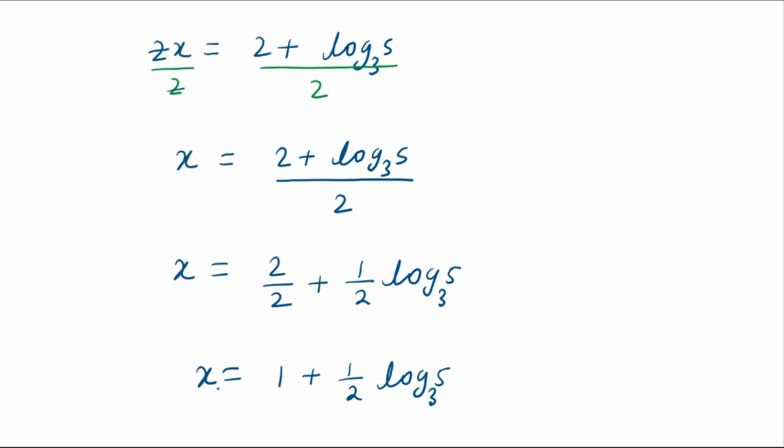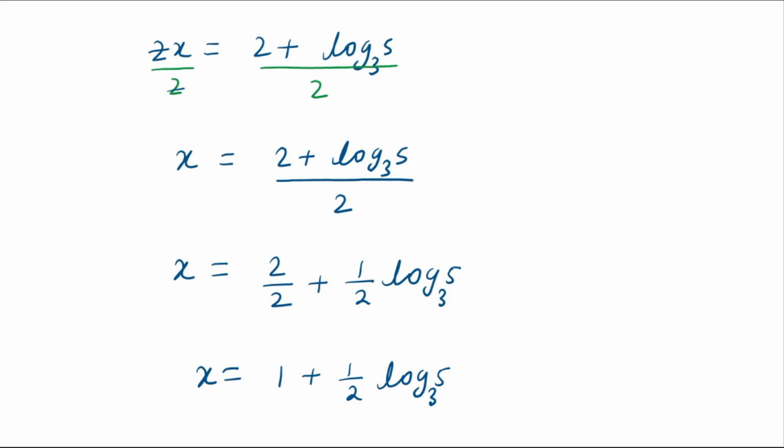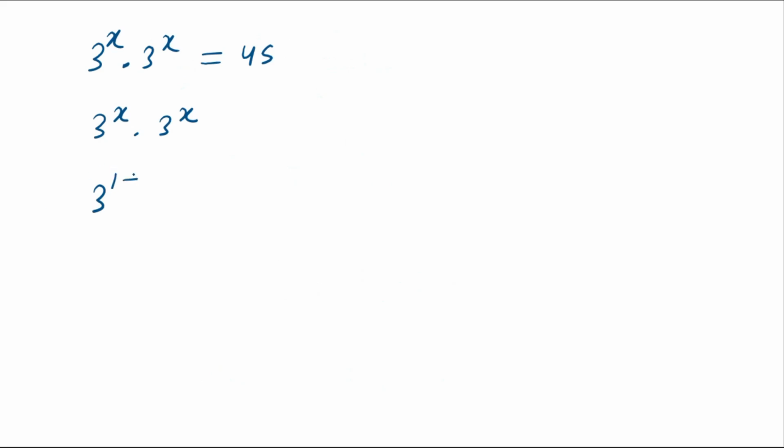Let's check whether this value of x is correct or not. Look carefully, the given exponential equation is 3 power x times 3 power x is equal to 45. Taking the left hand side, 3 power x times 3 power x, then this x is replaced by 1 plus half log 5 with base 3. So 3 power 1 plus half times log 5 with base 3, times 3 power 1 plus half times log 5 with base 3.